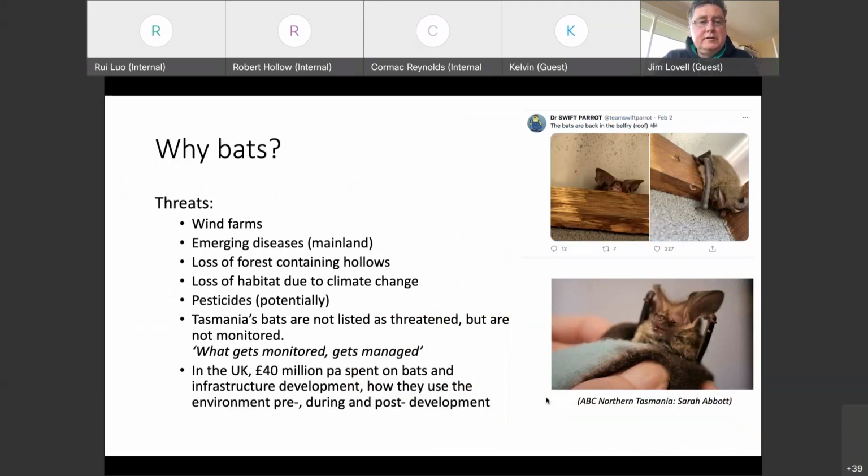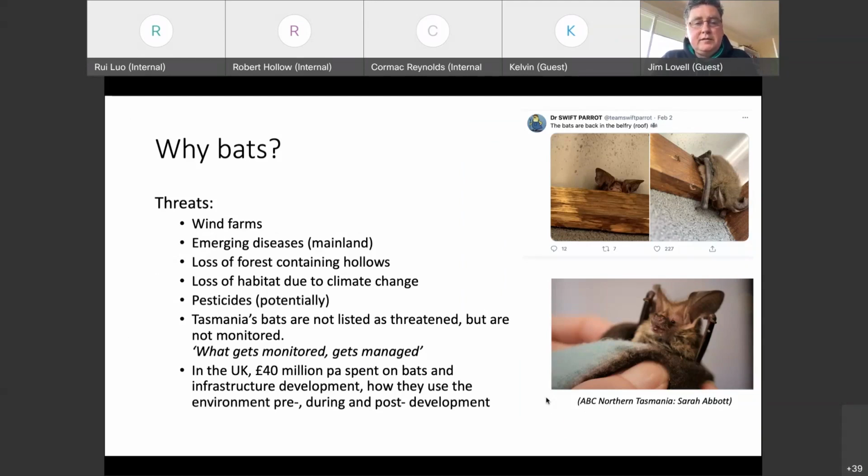Why study bats? Well, there aren't any endangered bats in Tasmania, but there are on the mainland. There are a number of threats to them, including wind farms. They fly into the turbines. There are some diseases emerging which are maybe affecting populations. With forestry, they lose the hollows that they nest or roost in. There's possible loss of habitat due to climate change, so the populations could be moving or changing. Pesticides are also an issue. And while they're not listed as threatened, they're not monitored. It's another one of these species that doesn't get monitored.